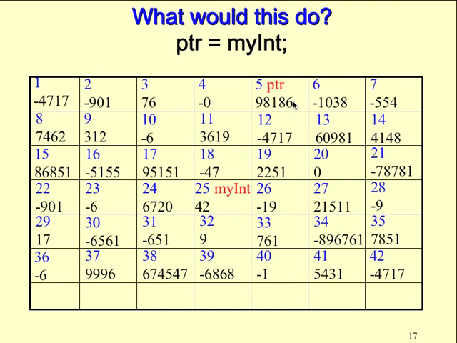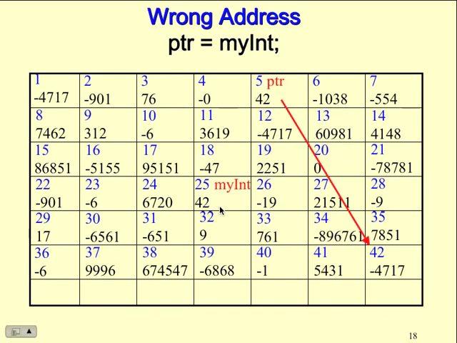So what would this do? PTR is equal to my int. It would make PTR equal to 42. And what's at 42? Where's 42? Here's 42: negative 4717. Oh, that wouldn't be good. So this is going to be equal to the value that my int is storing, 42, which is not what we necessarily want. So PTR now would be equal to 42.